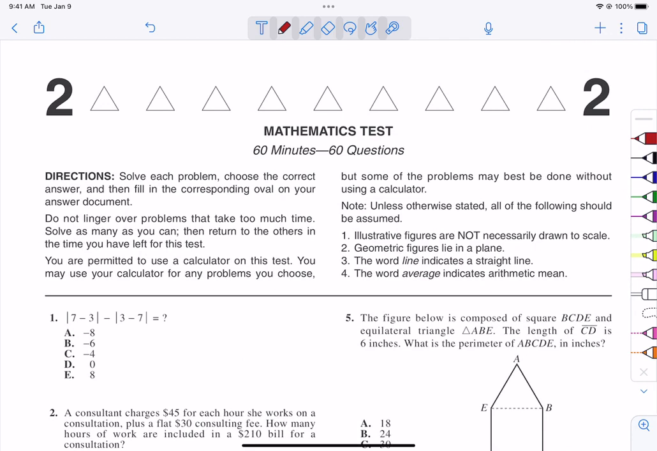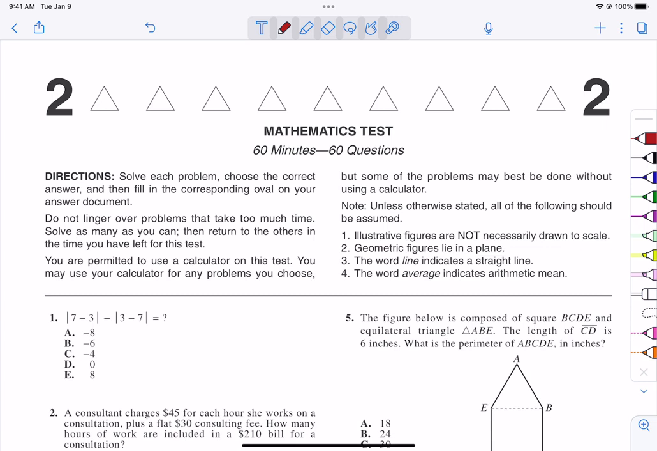Now, at the top of the math section, there's always the same directions. We are going to read them now. And then the day of the test, why are you going to waste a minute of your life to read the exact same directions again? Don't. You need every minute that you have during this test.